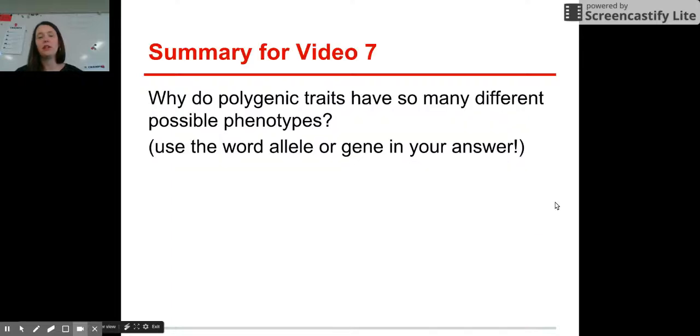Okay. Summary for video 7, no percentages here. I am not going to make you guys do a Punnett square about polygenic traits. If you guys saw that one for race, that is definitely not something I want to be doing right now. The question says, why do polygenic traits have so many different possible phenotypes? Why is there that huge continuum? Okay, I want you guys to use the word allele or gene in your answer. If you can use both, that would be awesome. But I want you guys to use at least one of those when you write your answer, okay? And that is it for video 7, polygenic traits.